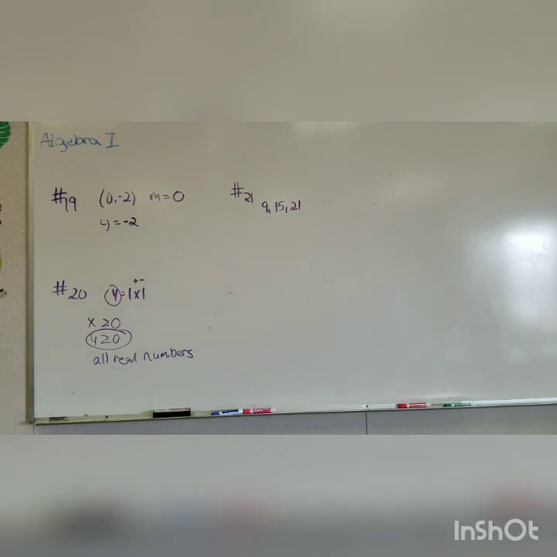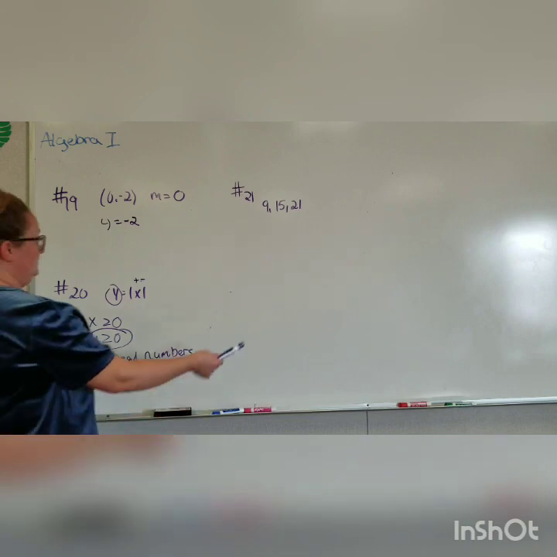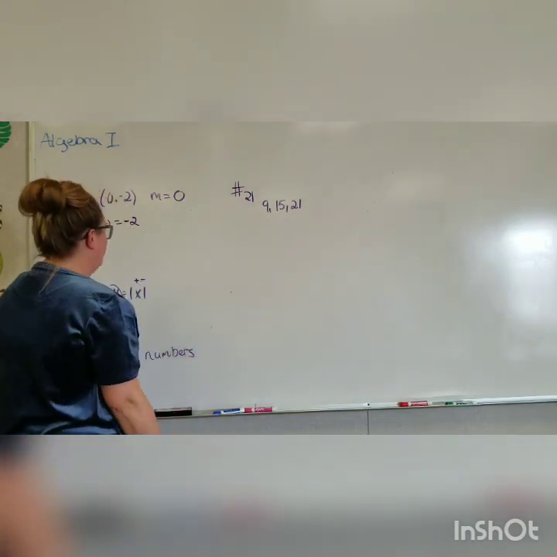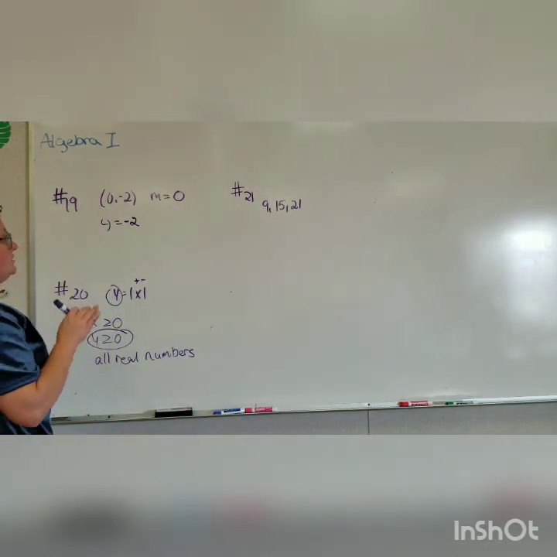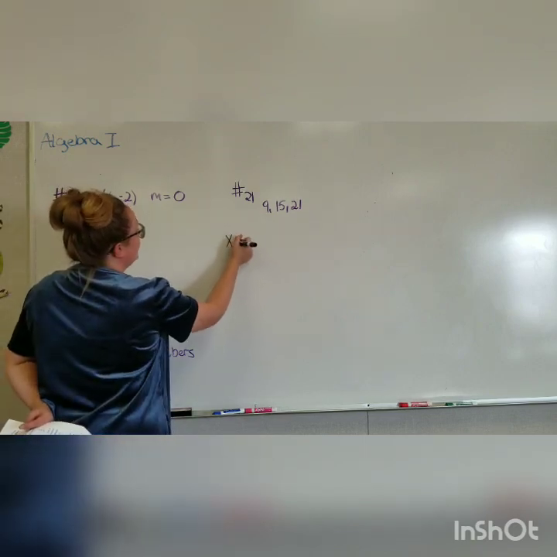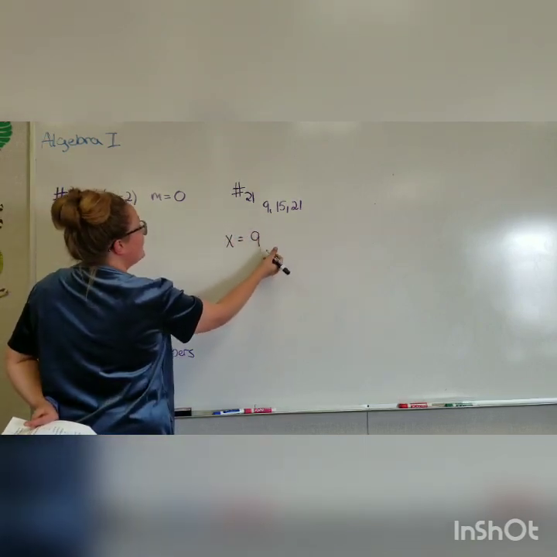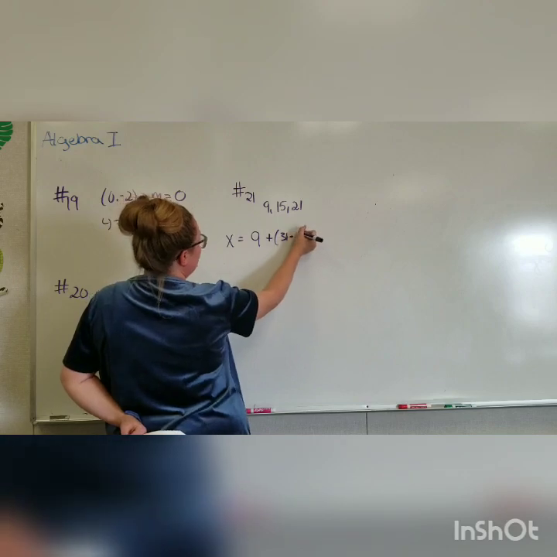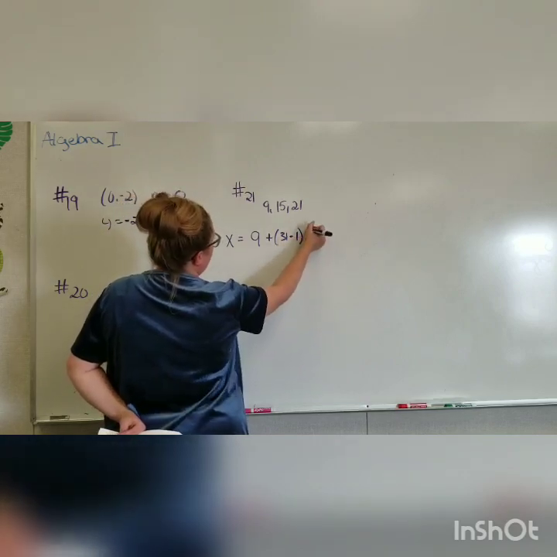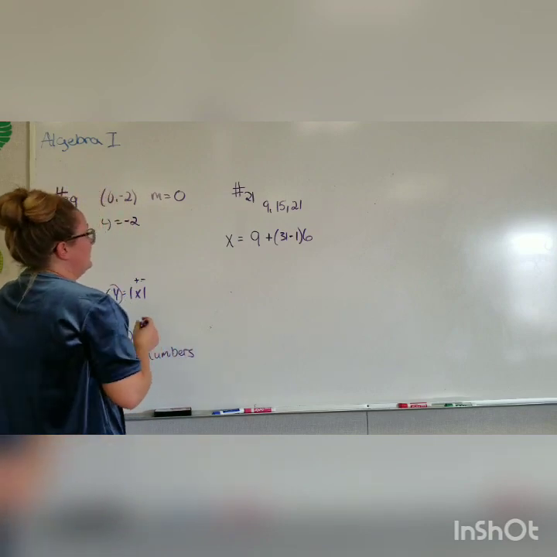Problem number 21, they ask, what is the 31st term of this sequence? Okay, so your first term is 9, 15, 21. The first thing you need to know is, what is my common difference? You find your common difference by subtracting any two of them. So 21 minus 15 or 15 minus 9. 15 minus 9 is 6. All right, so our common difference is 6. So your equation for this is the number you're looking for is equal to the first term, which is 9, plus the term number you want, which is the 31st, minus 1, times the common difference, which is 6. Okay, that's the equation.